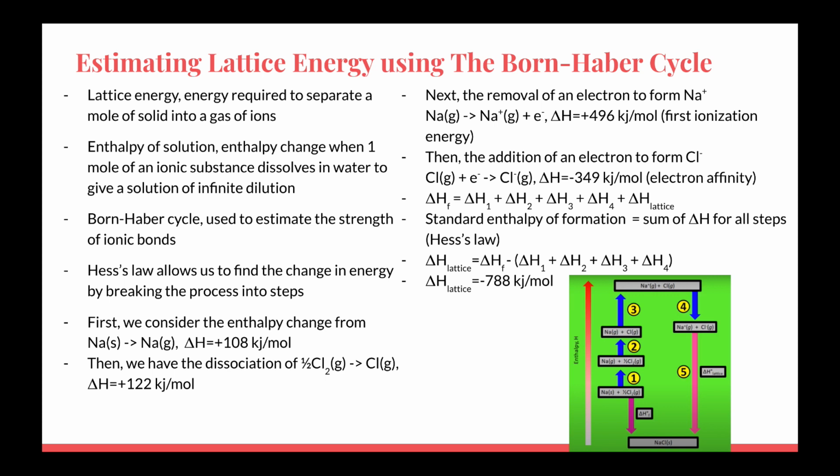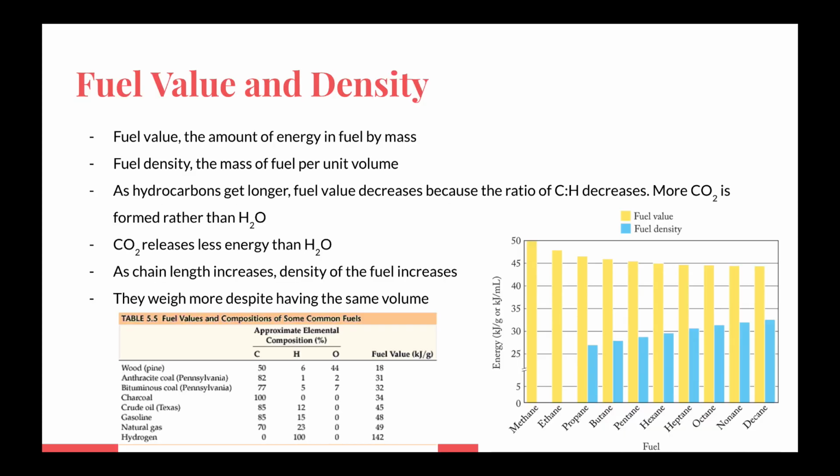Now, using Hess's law, we can find the standard enthalpy of formation through the summation of enthalpies for all the steps. So our lattice energy would equal negative 788 kilojoules per mole. That will conclude estimating lattice energy using the Born-Haber cycle and Hess's law. Finally, we'll be discussing fuel value and density. So first off, fuel value is the amount of energy in a fuel by mass, whereas the fuel density is the mass of fuel per unit of volume.